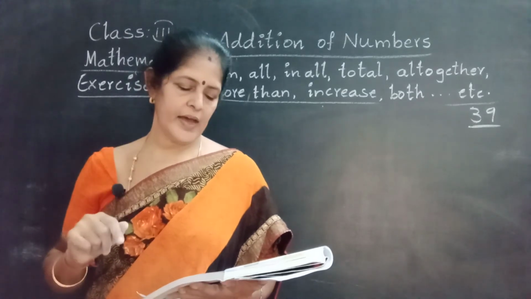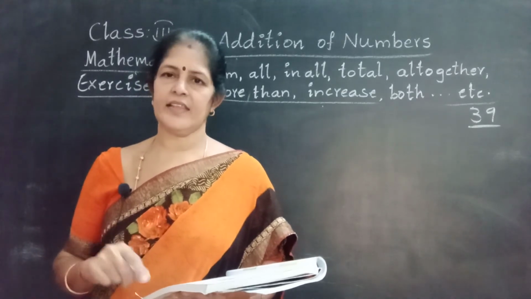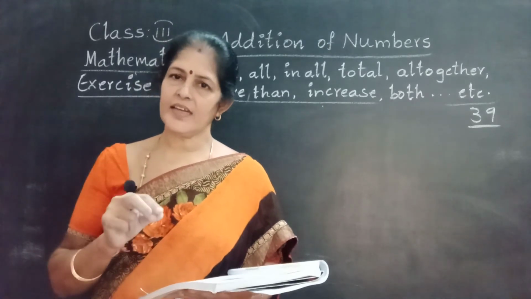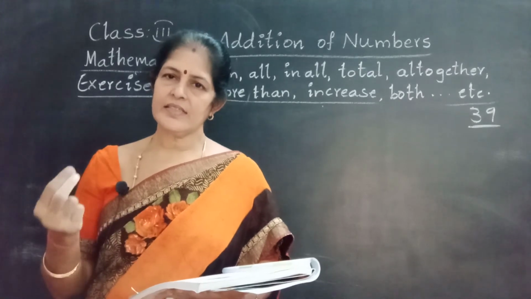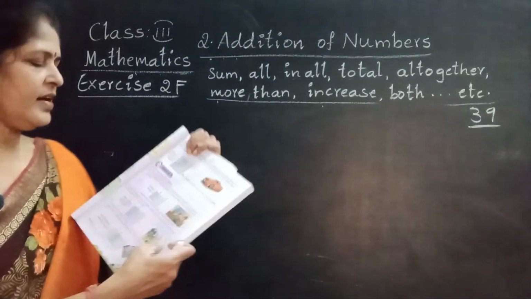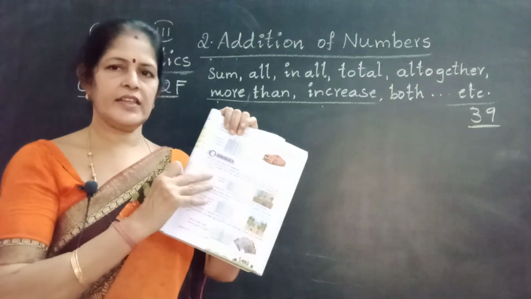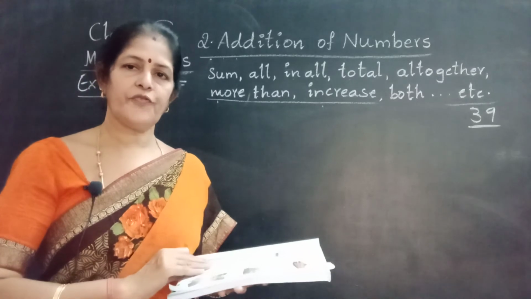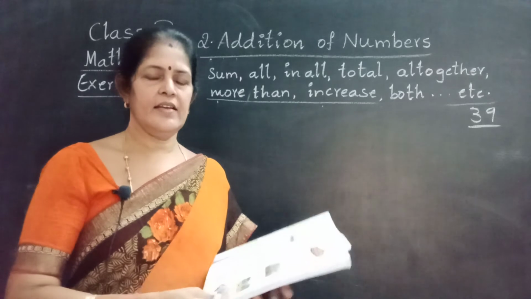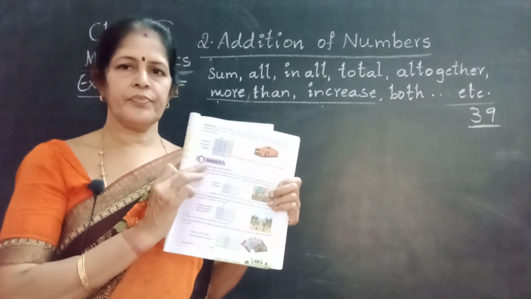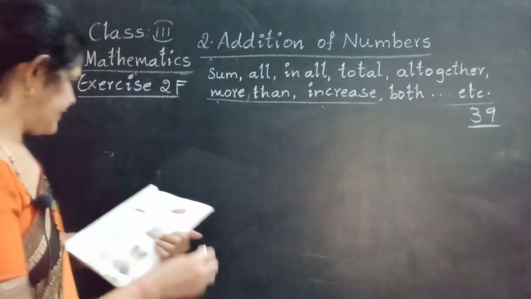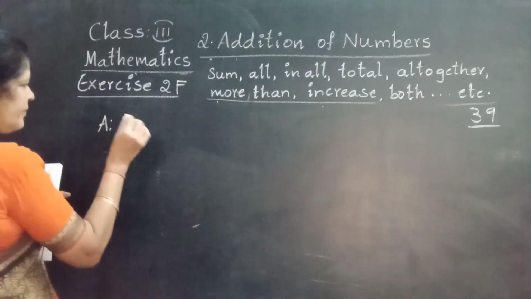What is the first number? 243. What is the first number given? 243. 243 people see the flower show on Monday. How to write the answer? This is the question. You copy this question and write the answer. I will give you notes, afterwards I will send them on WhatsApp. Read the question and underline the important words. Next, I am going to write the answer.